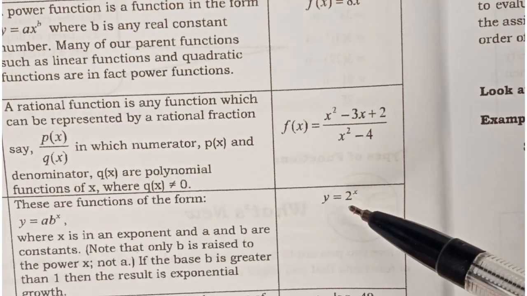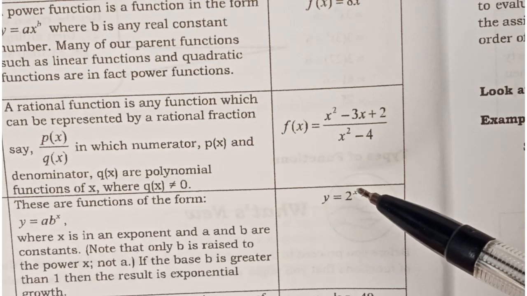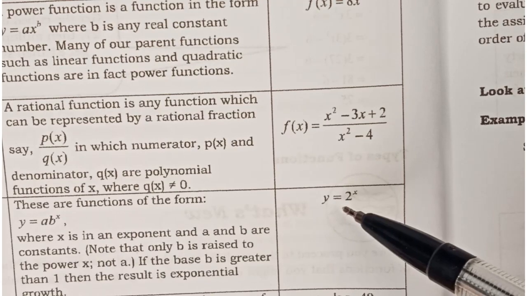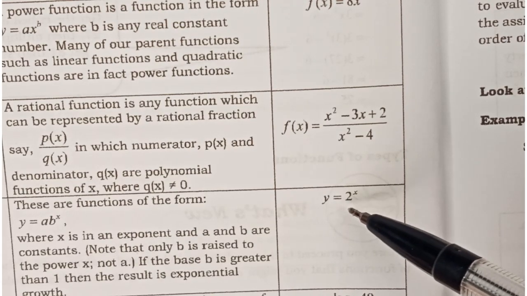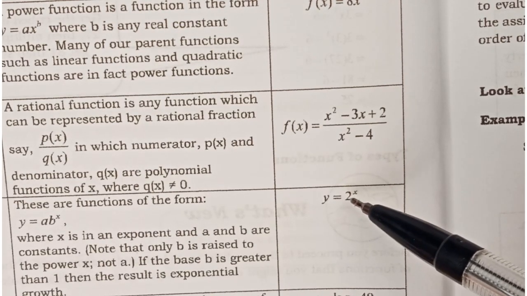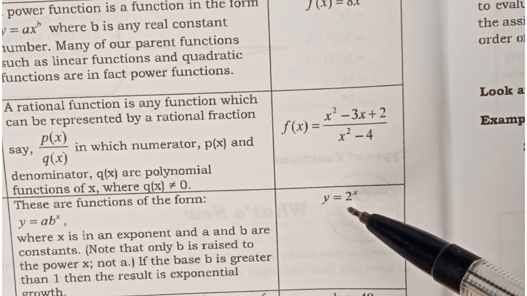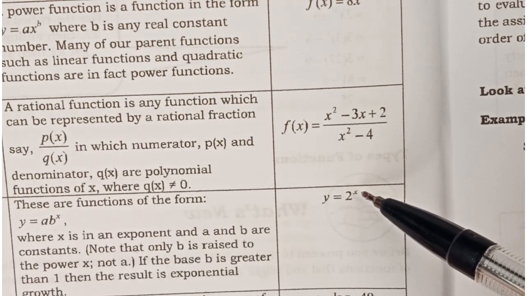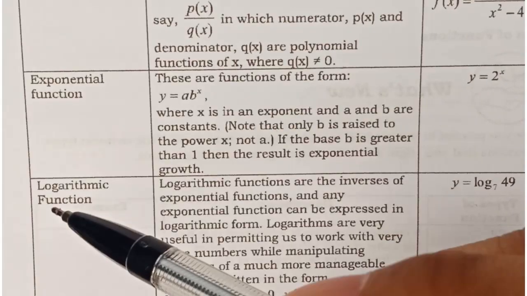Ang exponential function, kabaliktaran siya in a way ng power function. Yung exponent niya dapat variable. Yung kanyang base is a constant. Constant dapat yung kanyang base. Dito ang base niya ay 2. Yung exponent niya, siya ng variable. Logarithmic. May log.